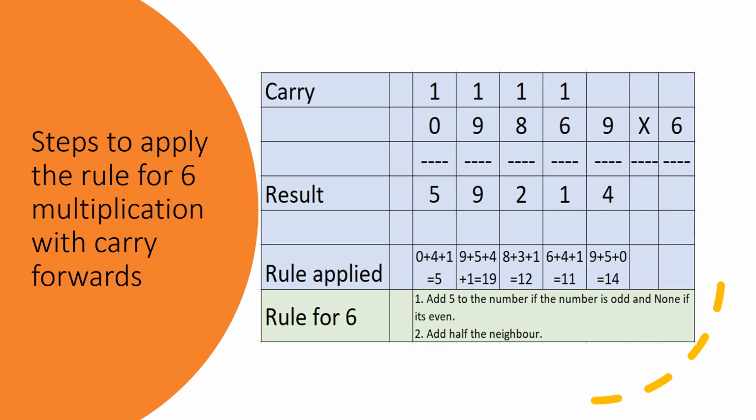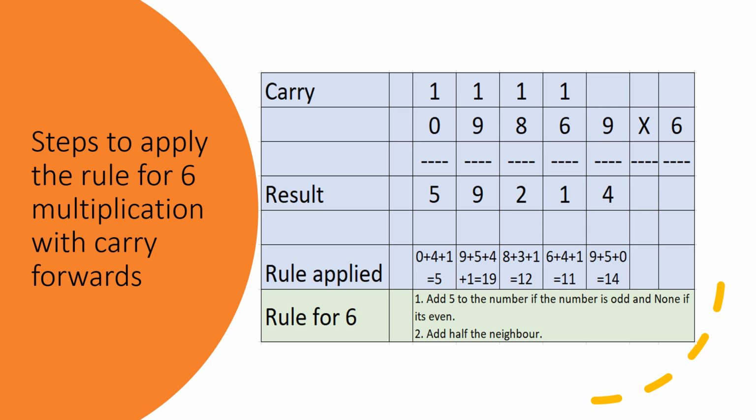Consider another example which has a carry forward. So let's consider an example. We will start with the number 9 here. 9 is an odd number, so we'll have to add 5 and then half the neighbor. There is no neighbor, so 9 plus 5 is 14. Here we keep 4 and we will carry forward the 1 towards the next digit.